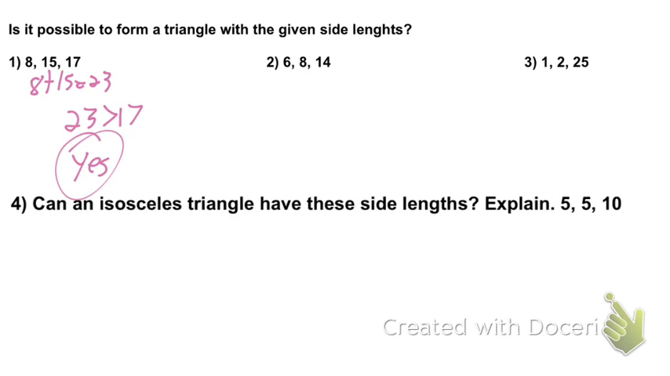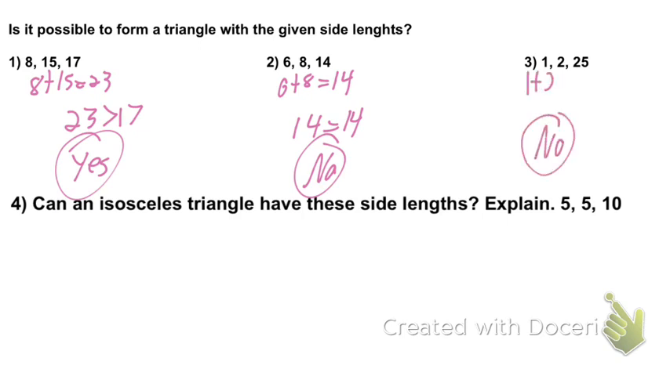What about number 2? Could we? No, because 6 plus 8, is that bigger than 14? No, it's the same as 14. So no, you can't do it. That's one where it just makes a straight line. What about number 3? 1, 2, and 25. No, we can't. Big no, because 1 plus 2 is 3, and 3 is less than 25, not bigger.